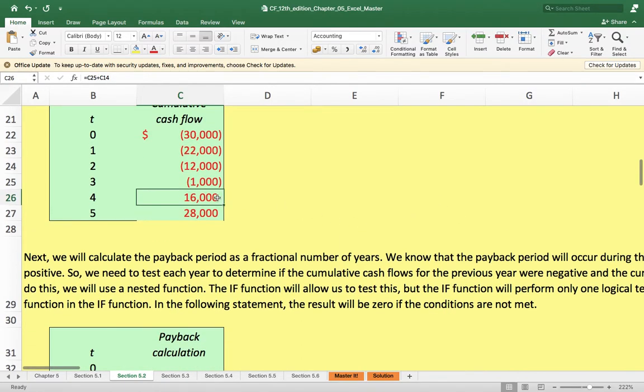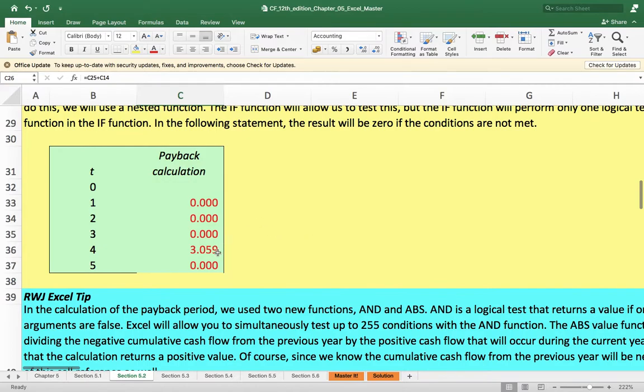If it is positive, it is calculating the payback period, and it is calculated as 3.059. Again year 5, 0, because irrelevant. Already in year 4 you calculated the payback period, so no need to go to the next year. Understand now? Should I explain again?